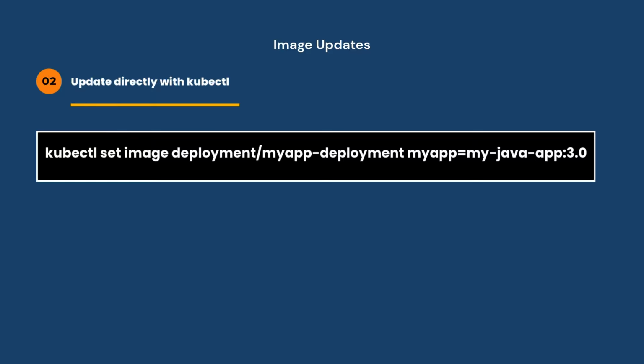So in this command, deployment my-app-deployment is the deployment name, my-app is the container name inside the pod specification, and my-java-app:3.0 is the new image. This command immediately triggers a rollout. And this is how you can achieve the verification.